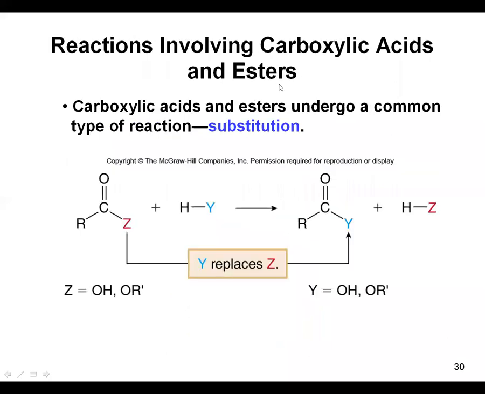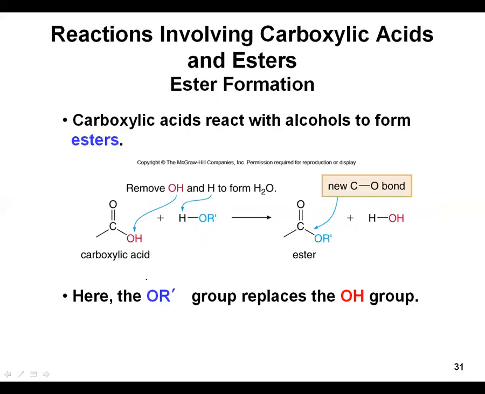All right, so let us talk about some reactions that occur with esters and carboxylic acids. The first type of reaction is that carboxylic acids and esters will undergo a substitution reaction. And in a substitution reaction, if you remember, one thing goes off, the other goes on. So here, Z is going to go off and Y is going to go on in its place. That'll be your typical substitution reaction. We're going to see some examples of that here.